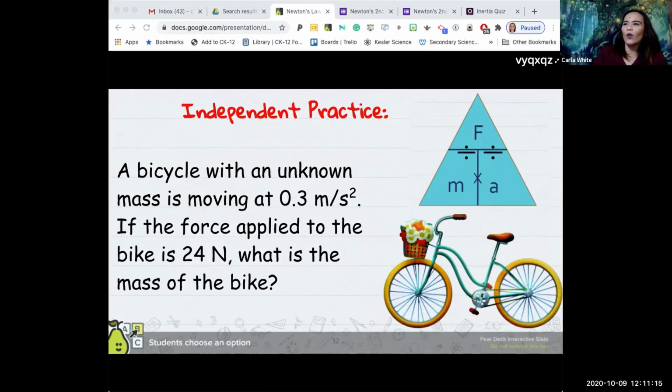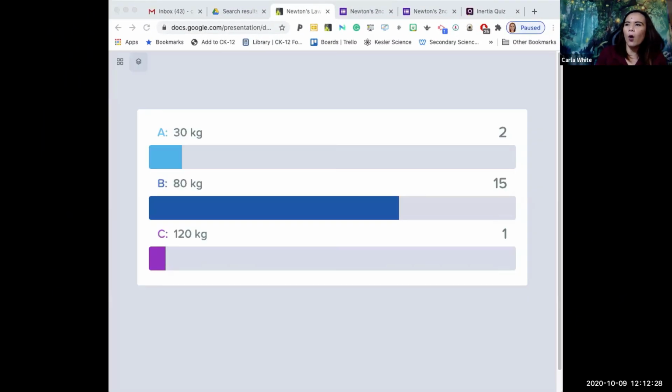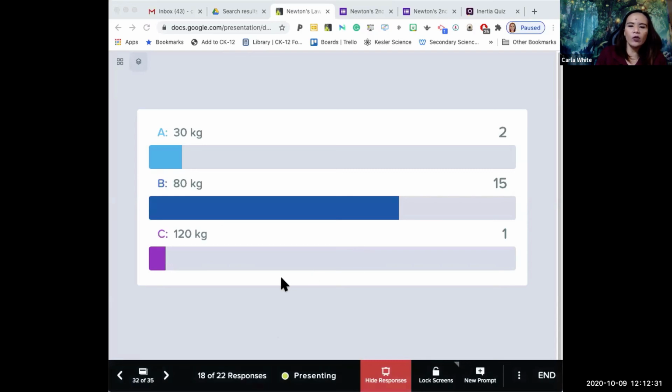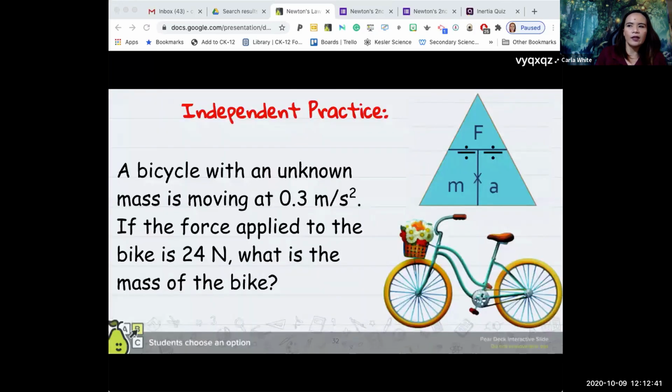I think we can squeeze in one more because we haven't found the mass yet. A bicycle with an unknown mass is moving at 0.3 meters per second squared. If the force applied to the bike is 24 Newton, what is the mass of the bike? Or how heavy is the bike? So which one is the answer? Is it 30, 80, or 120 kilograms? Here is our poll. The answer is 80 kilograms. So how do we find the mass here? Divide what with what? Yes, that's right, Lily. It's F divided by the A.